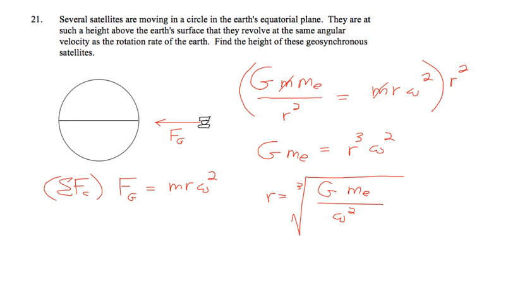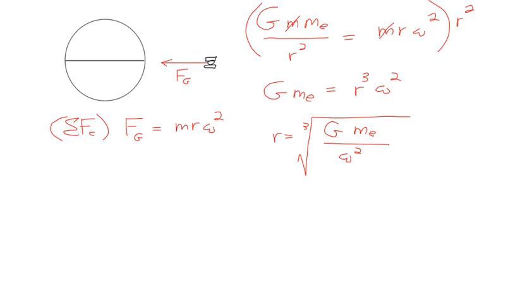So I'll solve it over here. Omega is 1 rev every 24 hours, and I'm going to convert that into radians per second. I'm going to have to do that in 2 steps because I need to get rid of revs and I need to get rid of hours. So I'm going to have rev to radian, and I'm going to have hours to seconds. In 1 hour, there are 3,600 seconds. And in 1 rev, that's equal to 2 pi radians.